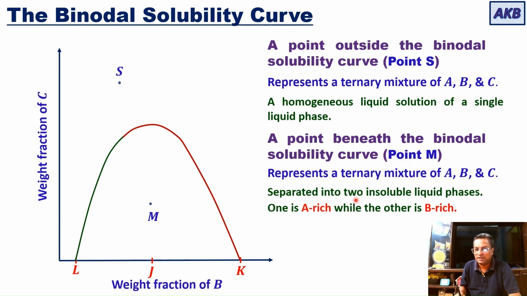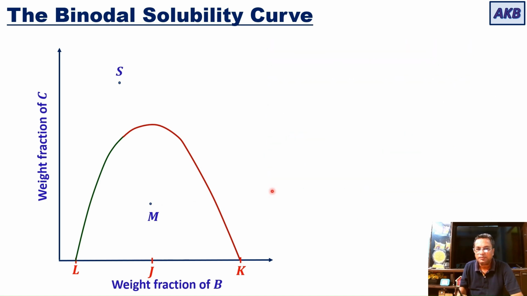At point M, as I said, there will be two insoluble liquid phases. One will be rich in A, so that is the A rich phase. We call that the raffinate phase, while the other phase is the B rich phase, which is the extract phase. These two phases are in equilibrium with each other. All points beneath the curve will represent two insoluble liquid phases which coexist and which are in equilibrium with each other.